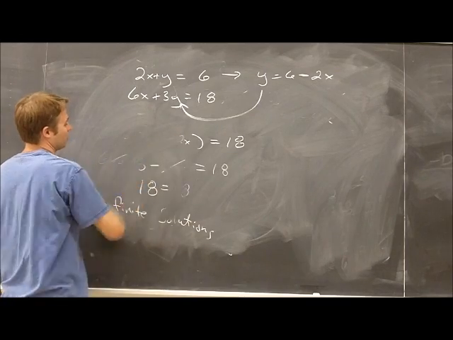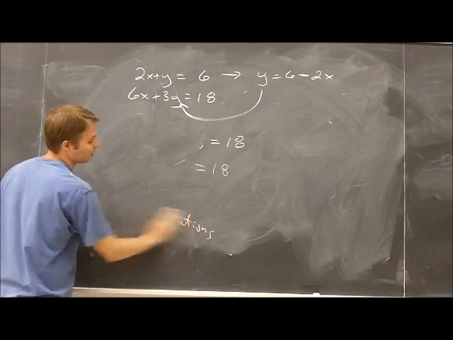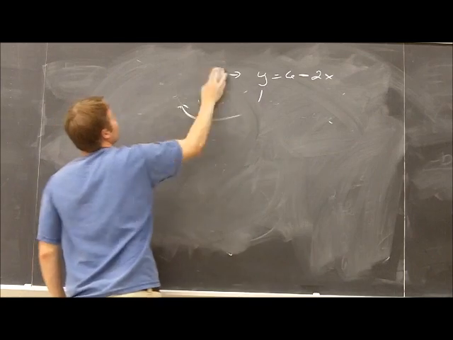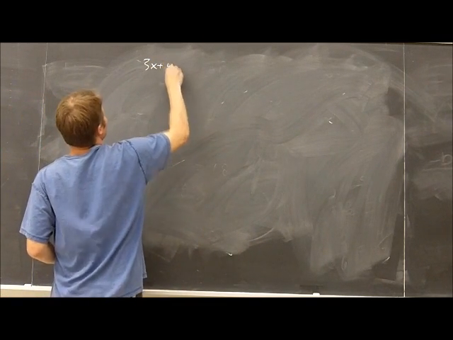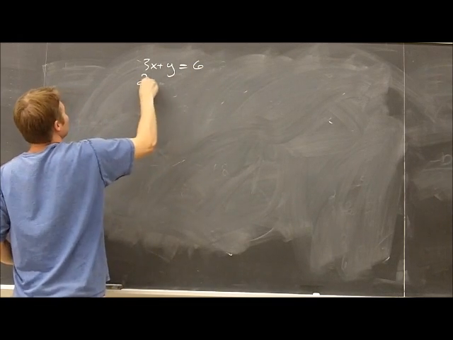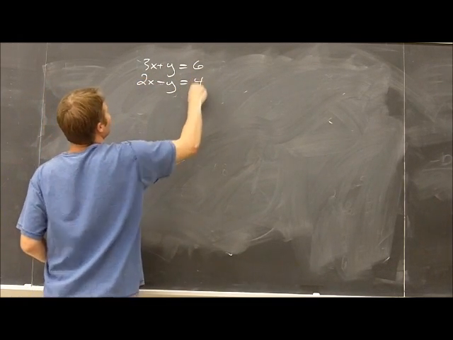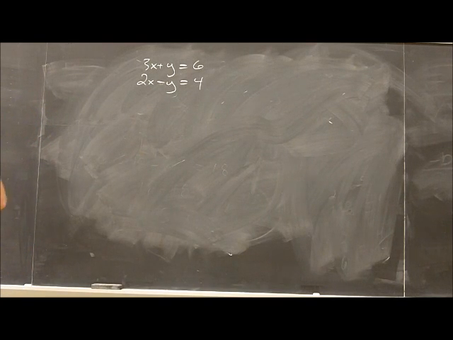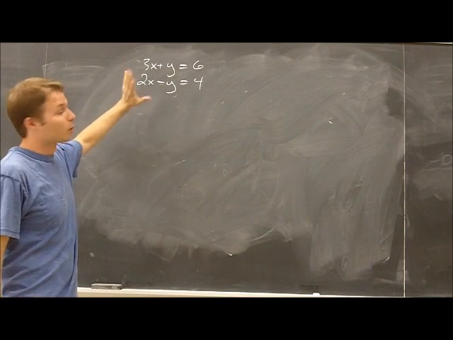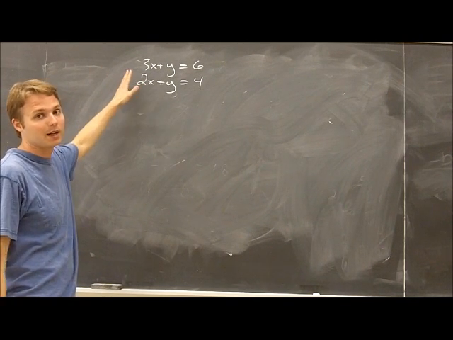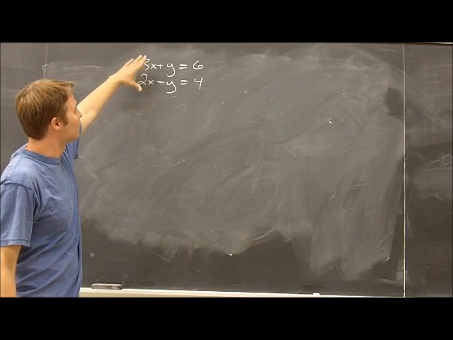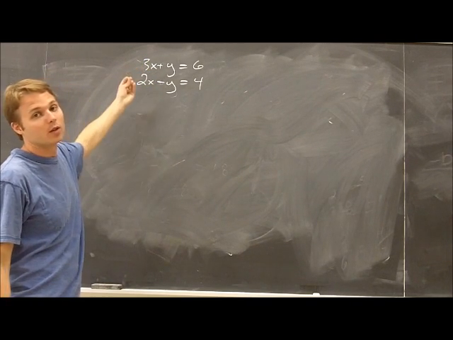Now, instead of using the substitution method, let's look at our elimination method and see a few of these examples. So we'll do this set, 3x plus y is equal to 6, 2x minus y is equal to 4. Remember, the idea of the elimination method is that you might need to change one or two of the variables by multiplying by some numbers, so that when you add the two equations together, one of the variables goes away.